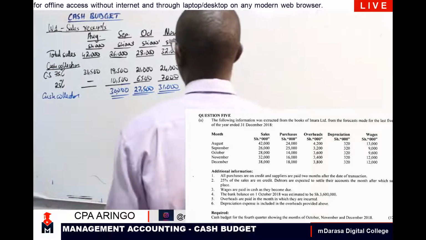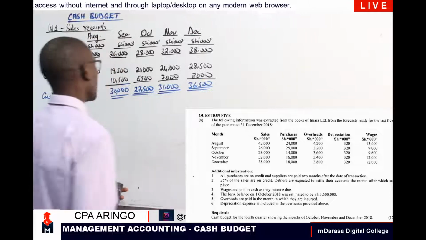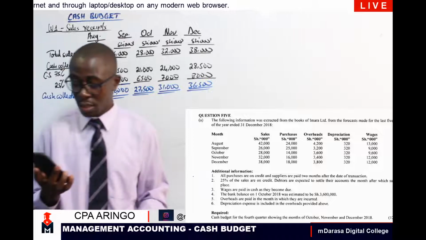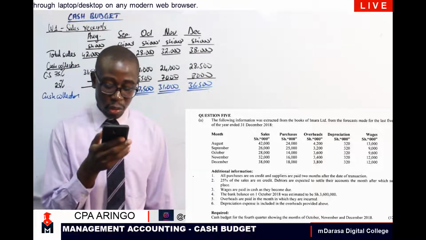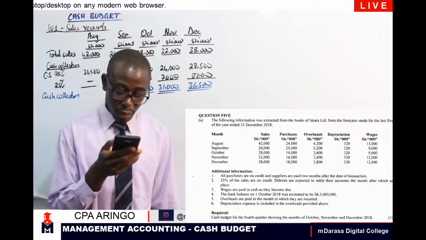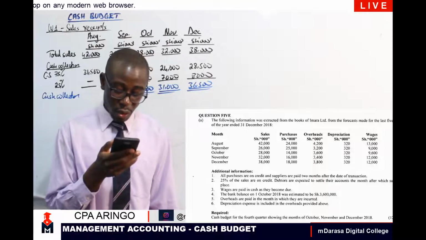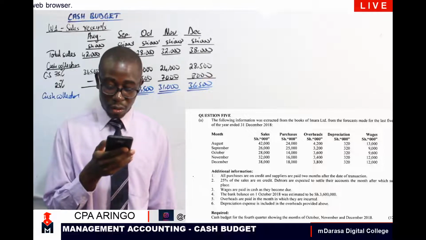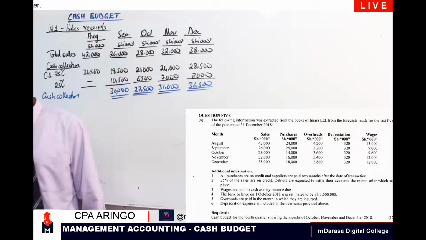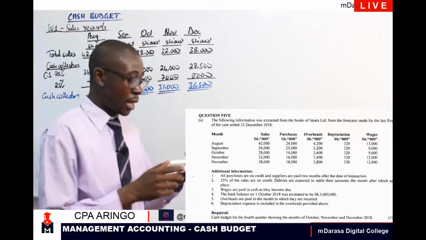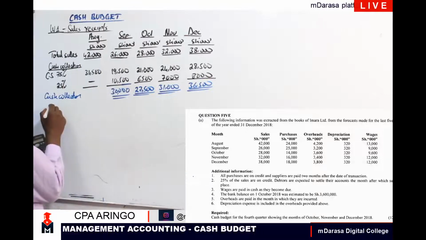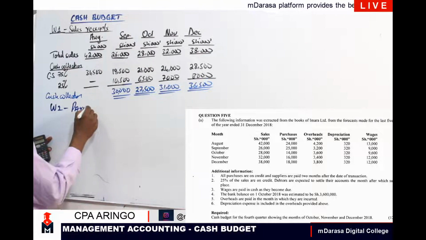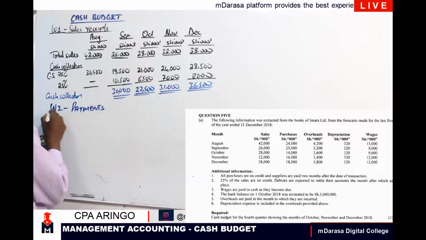Now, once we have determined that, the other key area to consider is note number 1. All purchases are on credit and suppliers are paid 2 months after the date of transaction. Wages are paid in cash as they become due. So we need to consider the payments to our suppliers. Term it as working number 2.